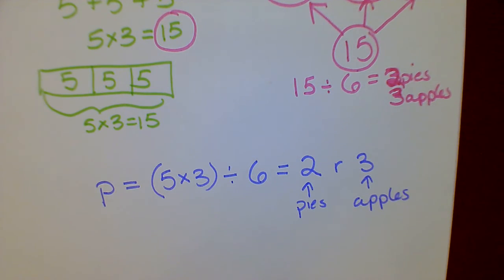So we could make a total of 2 pies, and then we would save those apples. We didn't have enough apples to make another pie. That's what the remainder told us. We don't have enough apples to make another pie. We would need 3 more apples to do that.